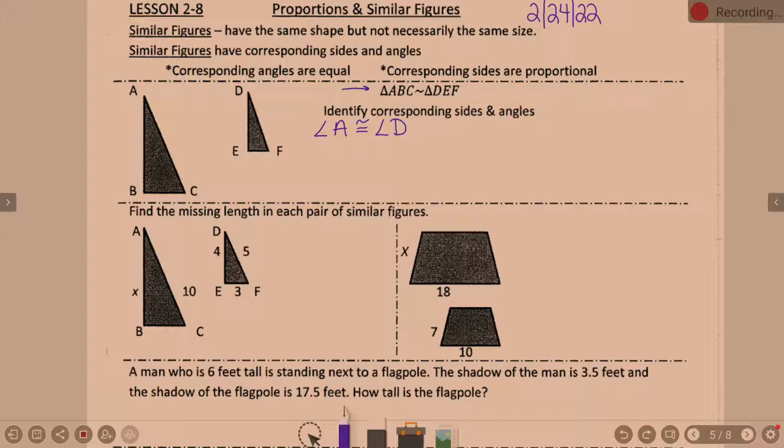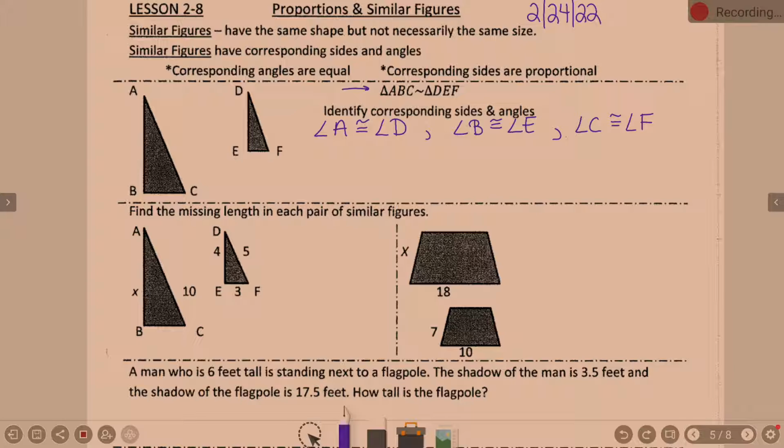Now, I got you started on one pair. I said angle A is, and David provided angle D. Someone else. B and E. So angle B is congruent to angle E, and angle C is congruent to angle F. So you're seeing how we can see those similar pieces, right? Those angles are equivalent.